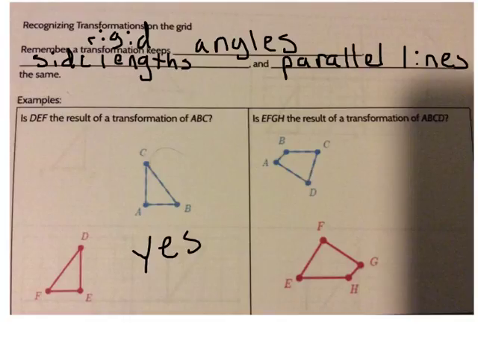Is EFGH the result of a rigid transformation of ABCD? No. Here, you can see that the two shapes are different sizes, which means that a rigid transformation could not change one into the other.